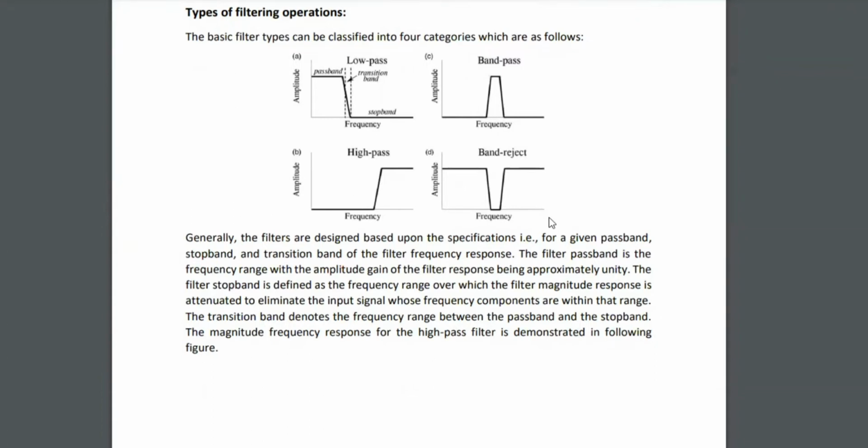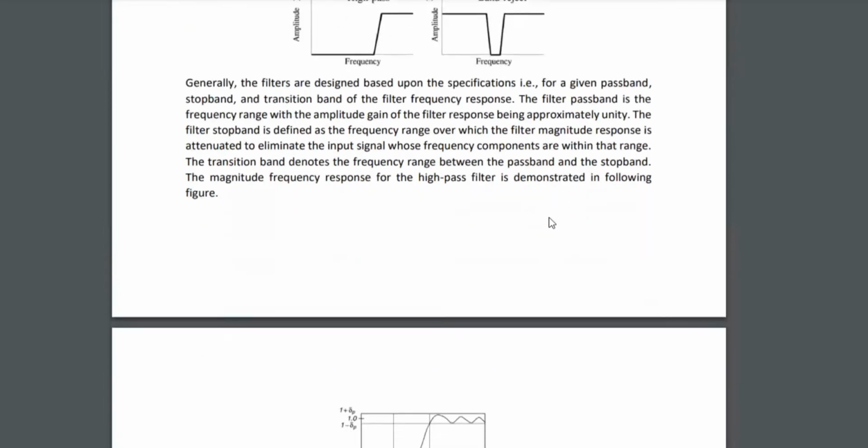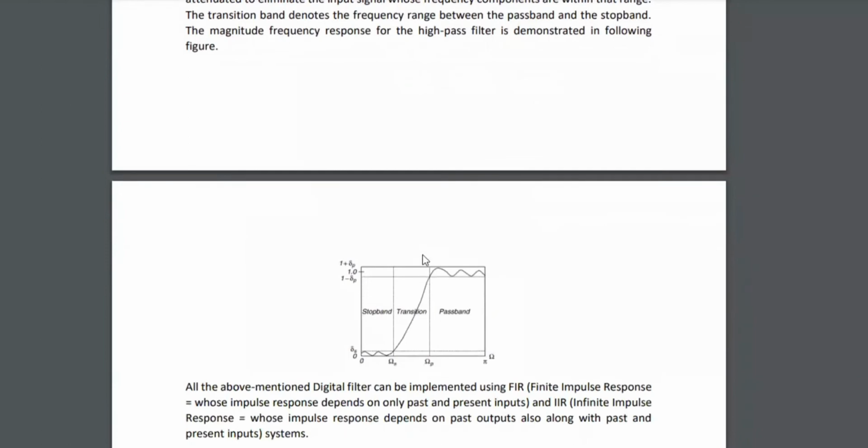The filter pass band is the frequency range with the amplitude gain of the filter response being approximately unity. The filter stop band is defined as the frequency range over which the filter magnitude response is attenuated to eliminate the input signal whose frequency components are within that range. The transition band denotes the frequency range between the pass band and the stop band. The magnitude frequency response for the high pass filter is demonstrated in the following figure.